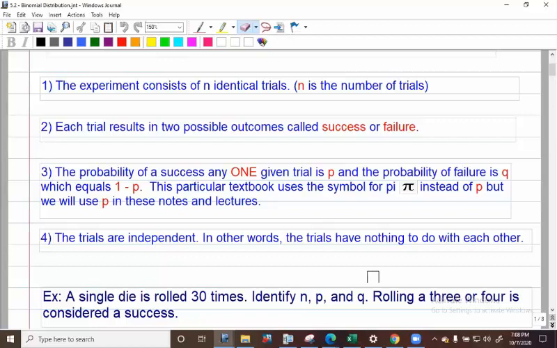So in other words, they would not be independent, because if it was a card, you pull it out, you don't put it back in, whatever card came out is going to affect the next probability.